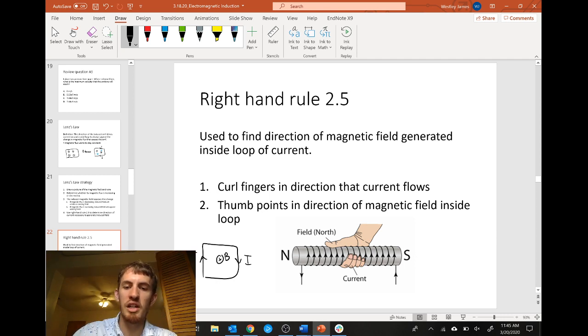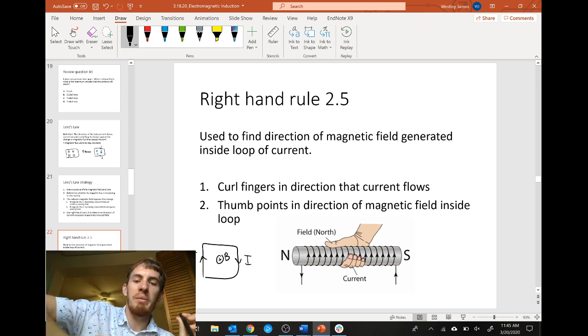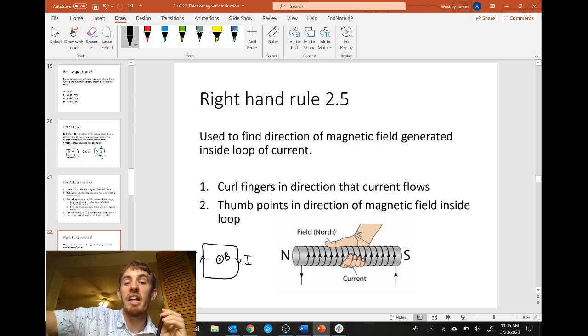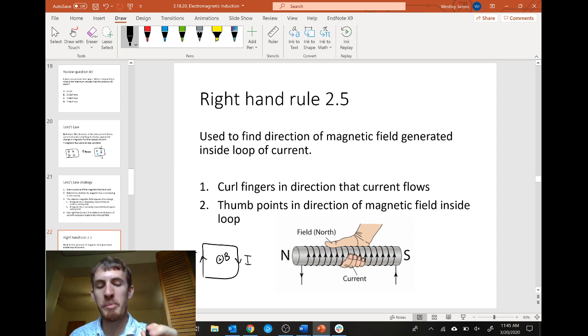Very simple. You can see here for the example of this wire that's coiled around this piece of metal. You curl your fingers around it and you get the magnetic field inside of it. This is only inside of it. The magnetic field outside is actually the opposite direction. But the magnetic field inside is what you use this for.